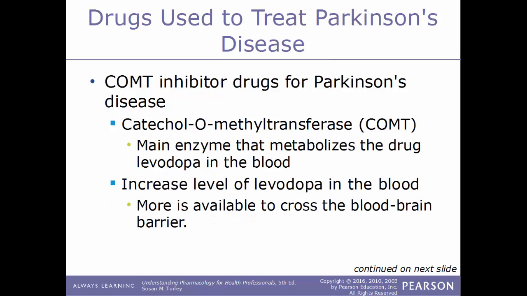Another type of drug used to treat Parkinson's disease are COMT inhibitor drugs. COMT stands for catechol-O-methyltransferase, and this is the main enzyme that will metabolize the drug levodopa within the blood. So by inhibiting that enzyme, you will result in an increased level of levodopa within the blood. So more is available to cross the blood-brain barrier.